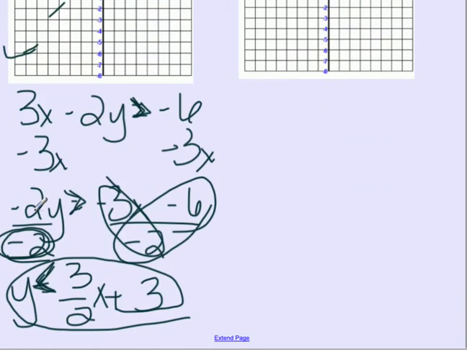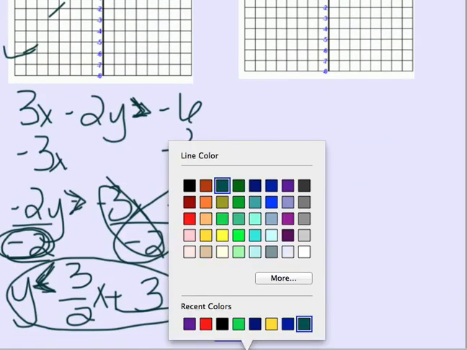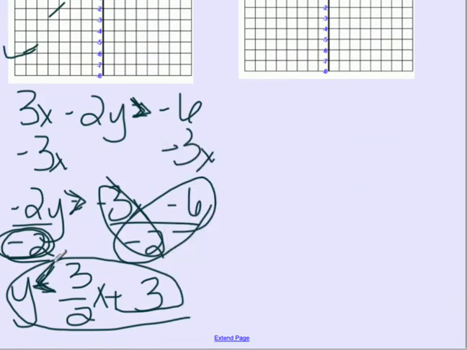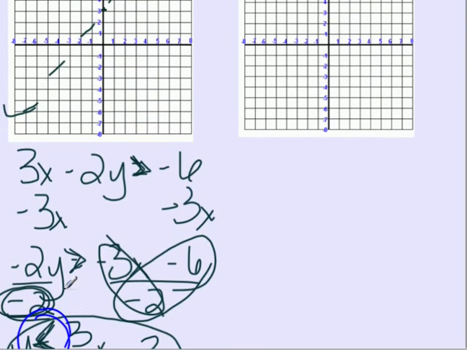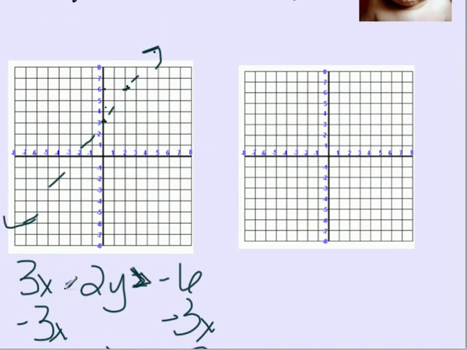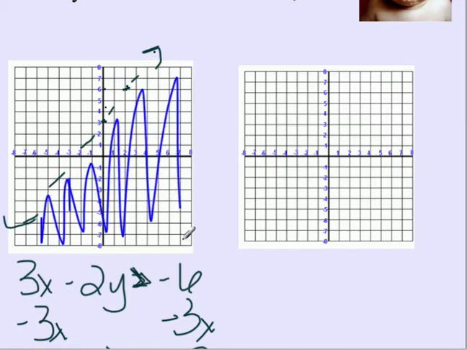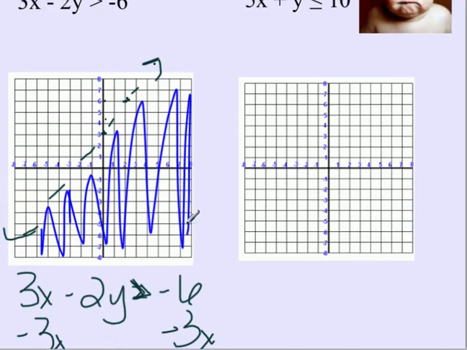Then I look at my end result. I notice at my end result that my alligator is facing away from the y. So I need to shade down. So I'm going to pick a spot on the line, I'm going to go down. And I'm going to go ahead and shade that in. So that's my answer for number 8. Let's take a look at number 9.